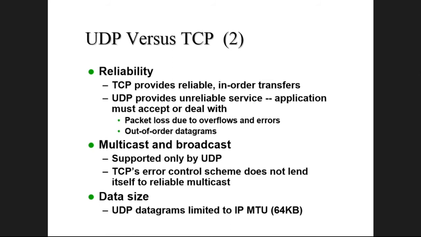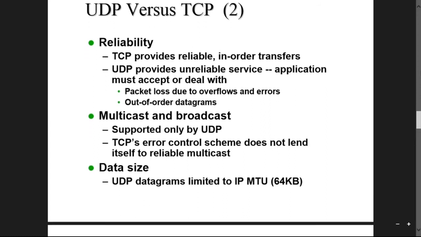Next, data size. UDP datagrams are limited to the IP MTU, that is 64 KB. That means the data length can be high, 64 KB. This is the data size.